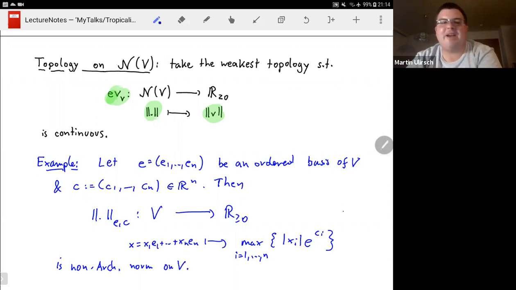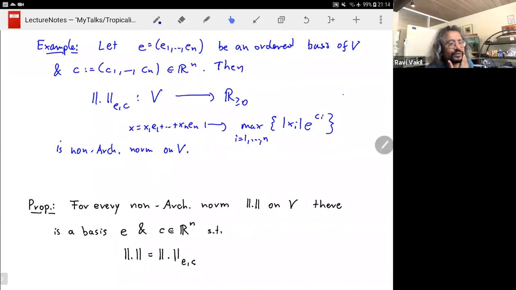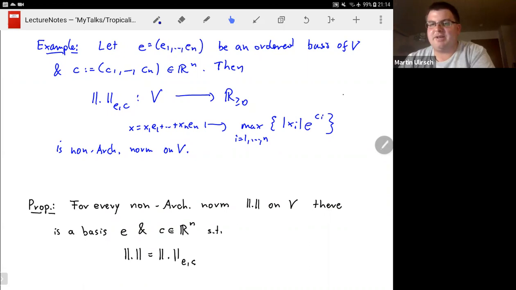So we have a whole host of non-Archimedean norms on a vector space. In fact, for every choice of ordered basis and for every choice of factors C1 up to Cn, we have such a thing. So Martin, what you described as Goldman-Iwahori space, which by its name sounds very old, very long-standing, seems to be just the Berkovich space you also described? For one-dimensional vector spaces, that's actually a true statement.